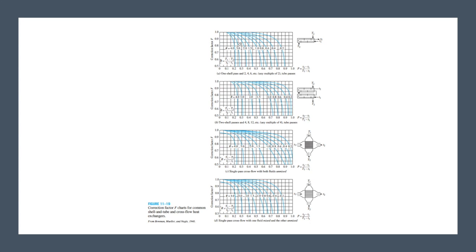But before that, you have to remember that you have to select, because here we have different types of graph plots. So you have to take a look at the type of heat exchanger in your question. For example, for one shell pass and two tube passes, you only refer to the first chart here. And if your type of heat exchanger is 2 shell passes and 4 tube passes, then you have to refer to the next one, chart B.